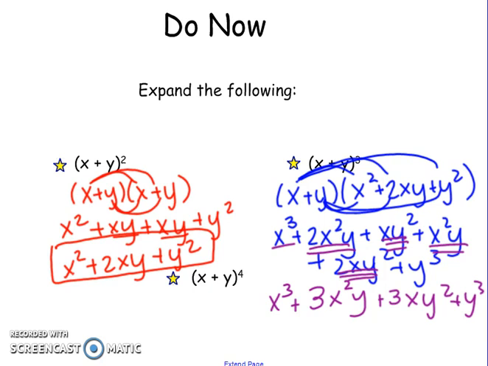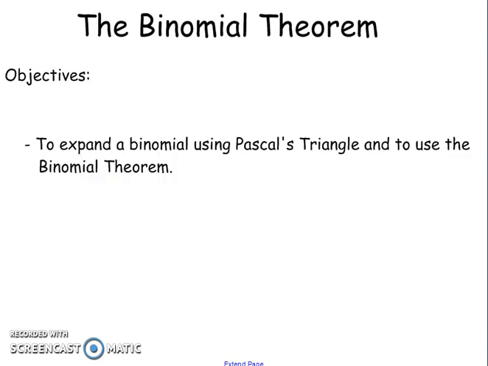Okay, so (x plus y) to the fourth would be the same thing. We would take the answer that we just got from (x plus y) to the third, and then FOIL that with x plus y. Now, I doubt that anybody actually wants to FOIL these out, especially if you have (x plus y) to the 10th. That's going to be a lot of FOILing. So there's a thing that's called the binomial theorem. And we're going to be able to expand binomials using this binomial theorem, which includes Pascal's triangle. And it's kind of a shortcut to help us expand binomials.